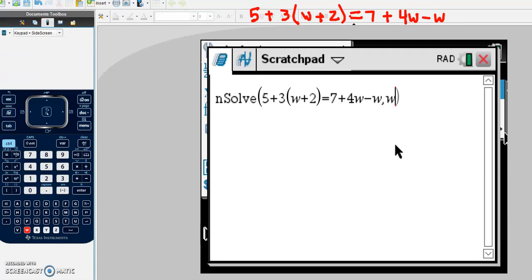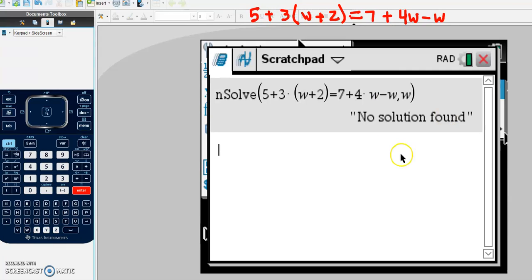Now I want you guys to look how many parentheses we have here, because we have a parentheses at the beginning and at the end. Those come up when we do nSolve. But look at my equation. I have a parentheses in my equation, so I should also have another parentheses in my equation down here. So make sure that your whole entire equation is inside your parentheses so that you don't get an error message. And when I hit enter, it tells me I have no solution found.